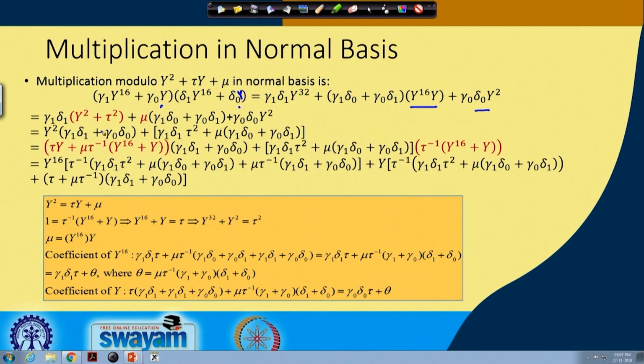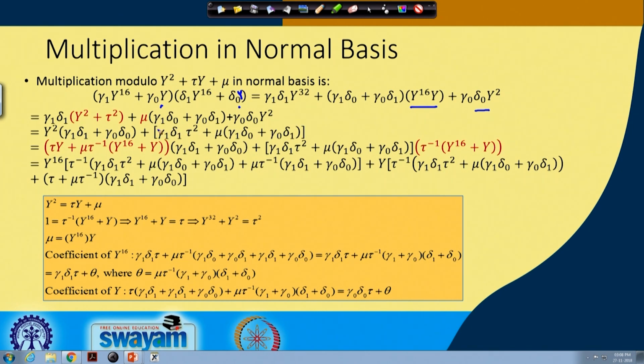Okay. This is still not in my basis. So therefore, what I do, because my basis is y power of 16 and y, so I have to bring the result back in y power of 16 and y. Okay. So it is slightly more involved than the polynomial basis, but it can be easily understood. What I do is that now I write this in two parts. One is where I have got the y square part. Okay. So the y square and then is multiplied with gamma 1 delta 1. Plus the other term is gamma 0 into delta 0. So this I write in one part, and the other part is the constant term.